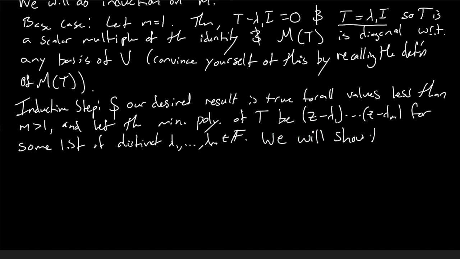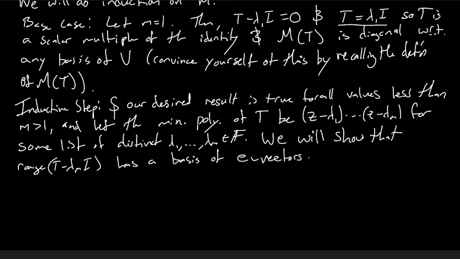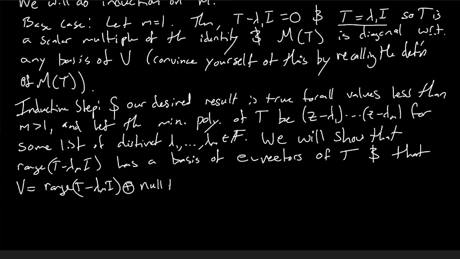We will show that the range of T minus lambda m I has a basis of eigenvectors of T, and that V is equal to the range of T minus lambda m I direct sum with the null space of T minus lambda m I.